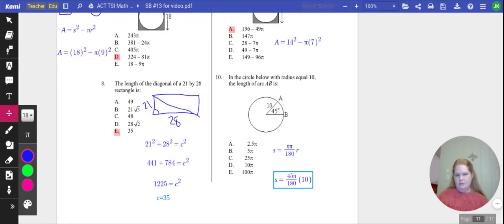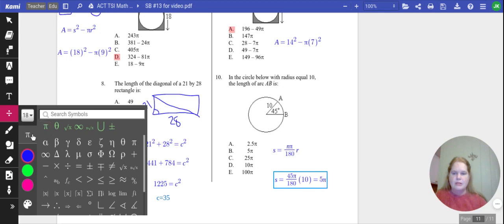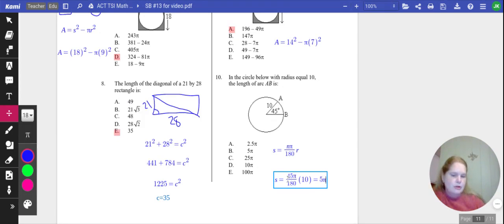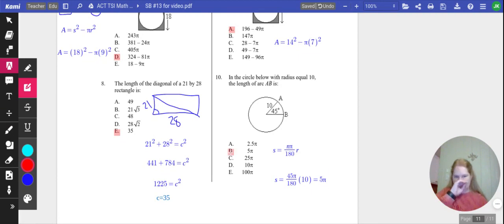So 45 divided by 180 times 10. So 45 times 10 divided by 180 is going to be 5. So in this case, my answer is 5 times pi. I leave everything out except for the pi. I put everything in the calculator but the pi sign. So I take 45 times 10 and divide it by 180, and I get 5 times pi. So my answer is B, 5 pi.